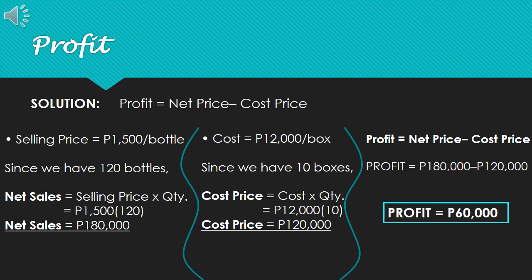And for the cost, we have 12,000 per box. Since Chen bought 10 boxes, then the cost price would be cost times the quantity. So we have 12,000 times 10. So the cost price would be 120,000 pesos. And next, for the profit, we have net price minus cost price. So 180,000 pesos minus 120,000 pesos, then the total profit of Chen for the 10 boxes of perfume bottles is 60,000 pesos.